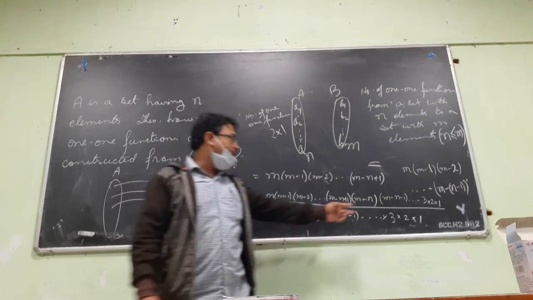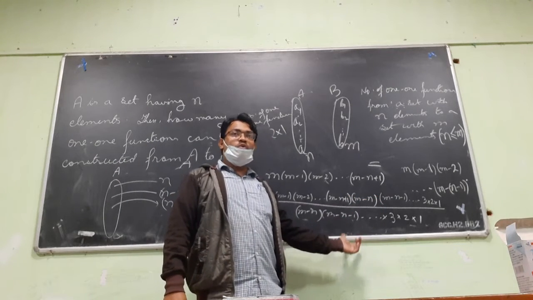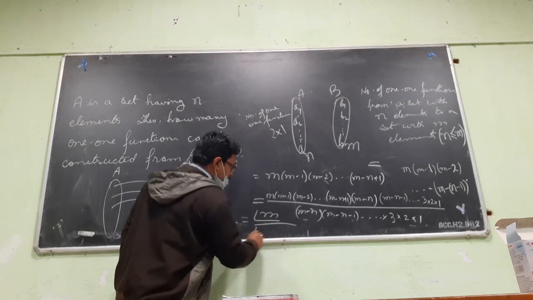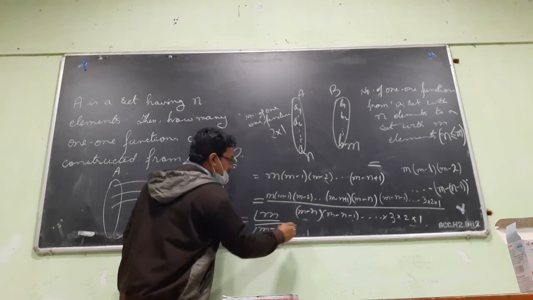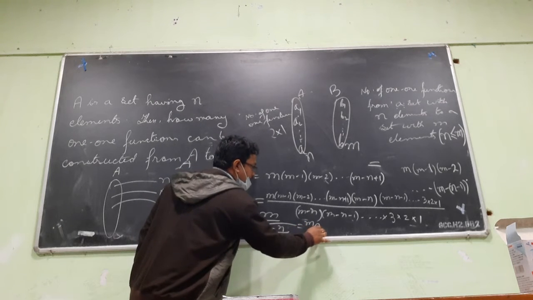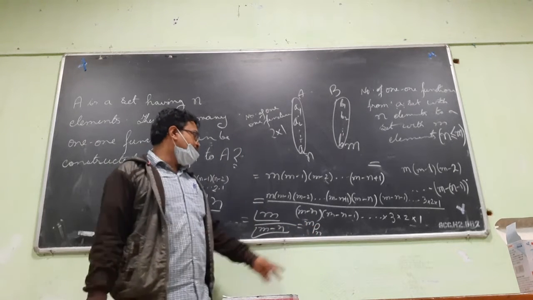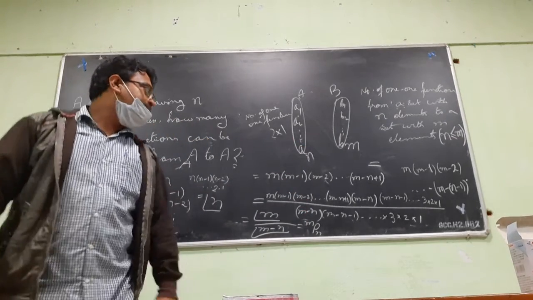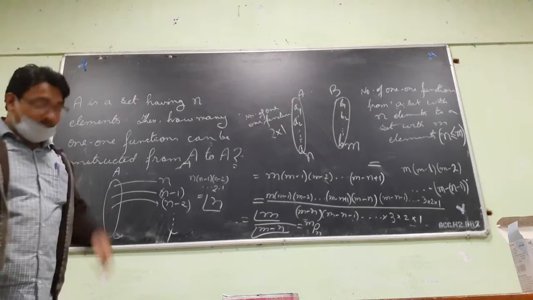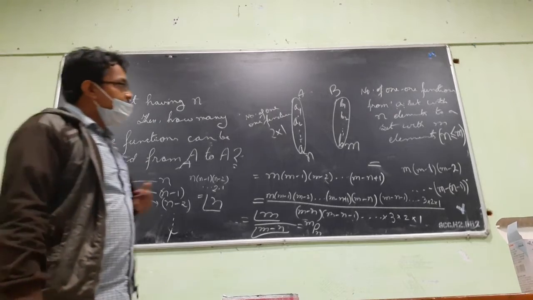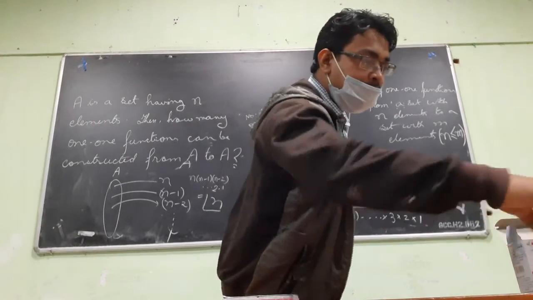So we have multiplied and divided by the same quantity. What is this? This is factorial m divided by factorial of m minus n. So it is nothing but this mPn, the number of permutations of m objects taken n at a time. So mPn is the number of 1-1 functions from a set having n elements to a set having m elements. So this is right.